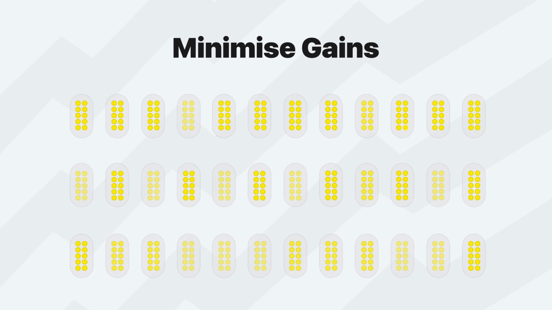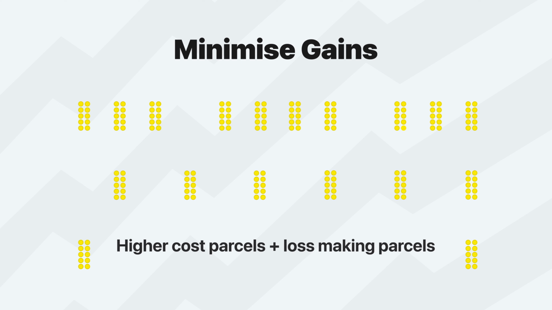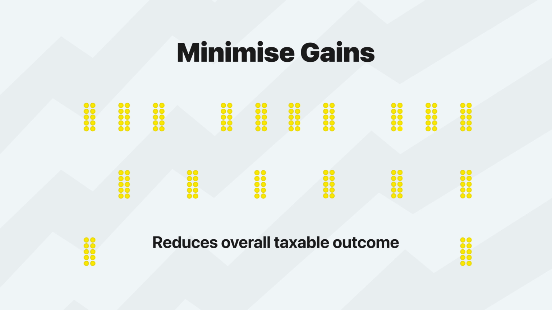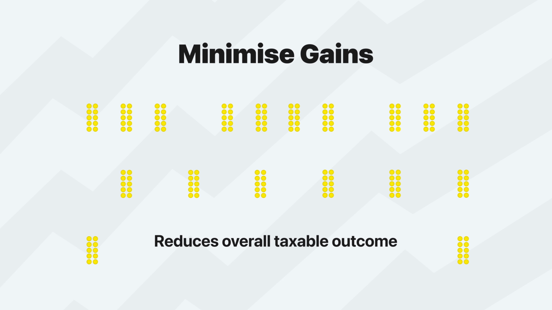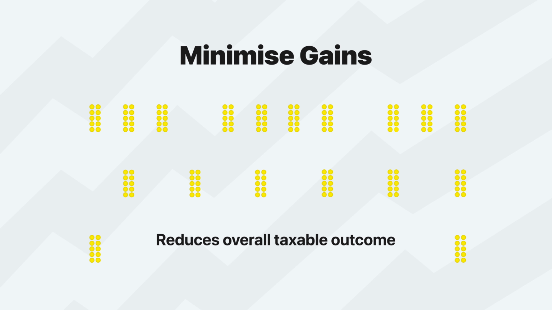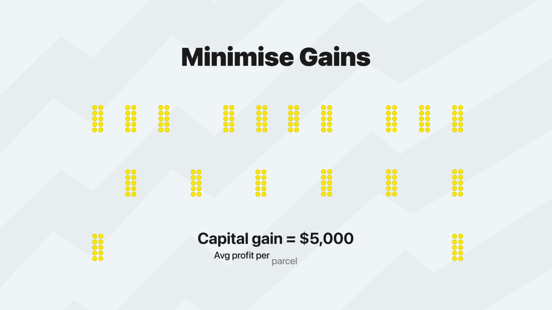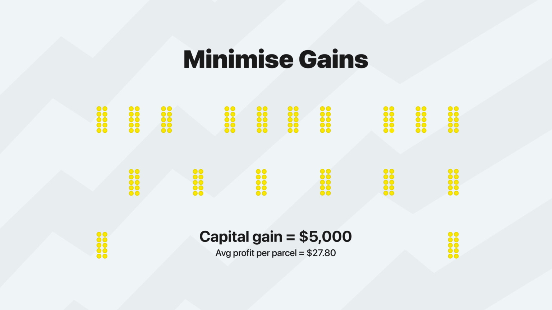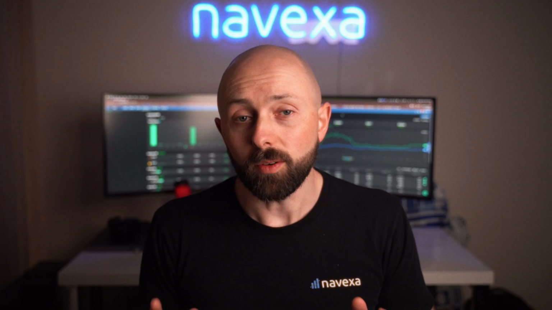Mix B is the minimized gain strategy. This leans into higher cost parcels and any loss-making ones to reduce the overall taxable outcome. Same 180 units sold, different parcel mix, different result. Here the realized gain is about $5,000. So the same sale, but a $3,000 difference. But there isn't just one right way to sell. There are many possible parcel mixes your sale can effectively pull from.